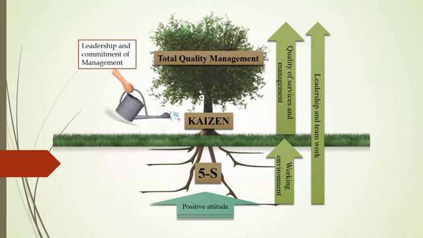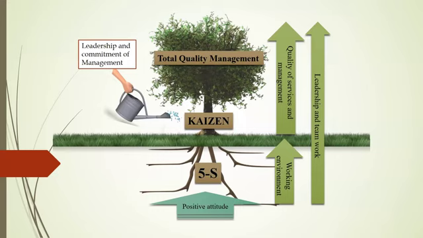So you can see from this slide that there's a tree where the roots are the 5S, the stem is the Kaizen, and the branches are the total quality management. What does it tell us? In reference to CQI, just the way you can see that there is leadership and management commitment to watering this tree, to make it healthy, to nurture it, to make it grow well, the same way CQI needs leadership, commitment, and support. Without support of the leadership, without support of the management, we cannot achieve what we want to achieve in our various departments, in our various facilities.